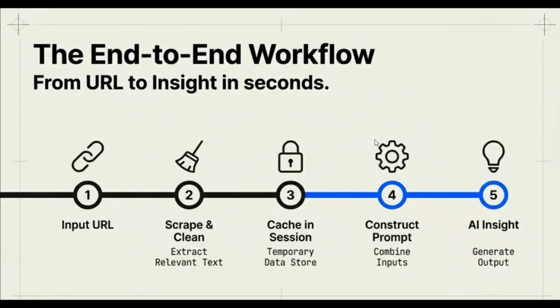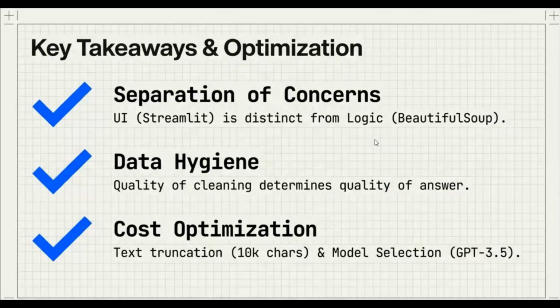Next, let me talk about the workflow. So first, we're going to be putting the URL. Then Beautiful Soup, as I said, is going to clean and filter the data. Then the st.session_state, which is Streamlit, is going to keep the data or URL in its memory. And now we'll be giving a prompt template, and through that, the API is going to generate an answer. And at the end, we're going to get the output.